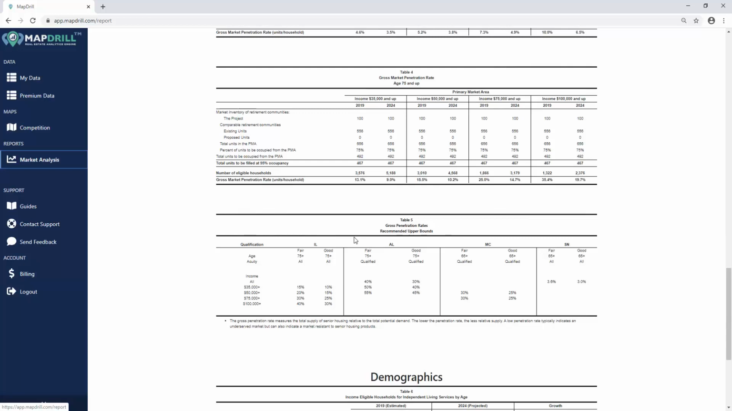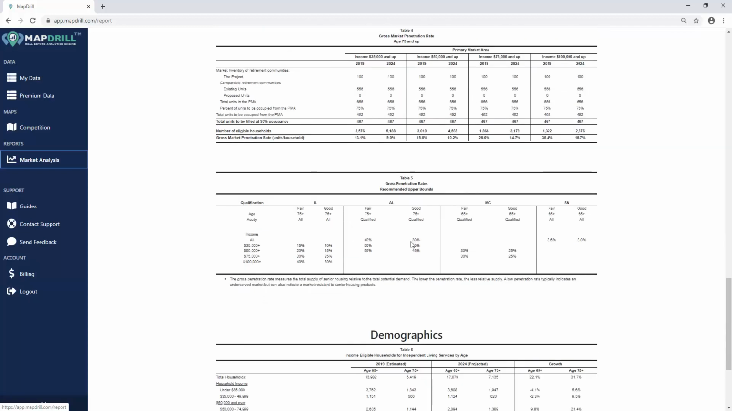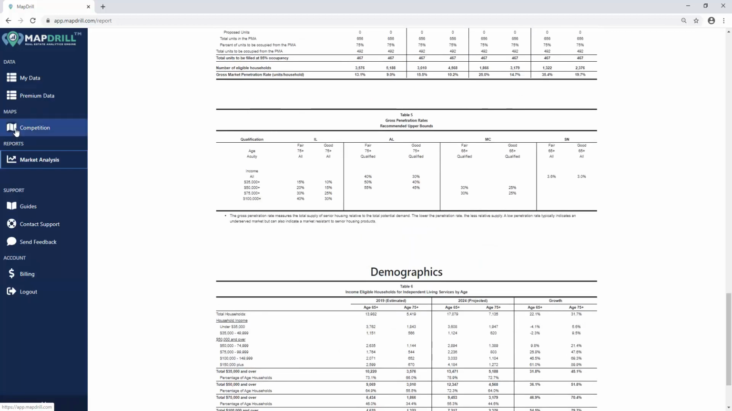We do have some recommendations, but I'm leaving that up to you to determine what penetration rates you're comfortable with and what demographic variables that you want to look at. And each time we do have a demographics table down at the bottom. So that is the basic functionality.